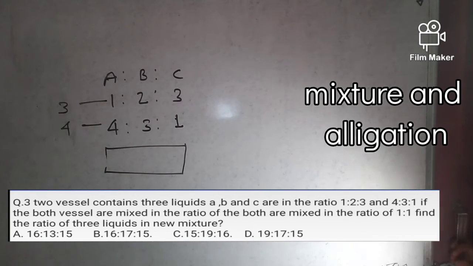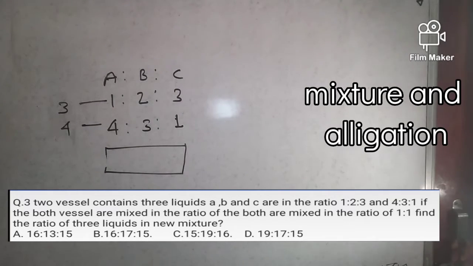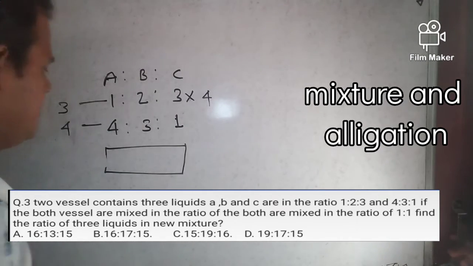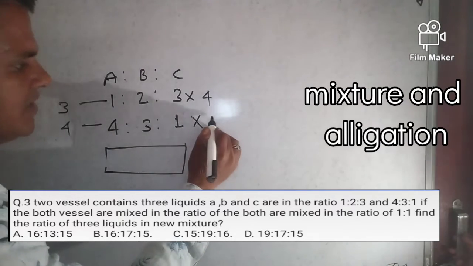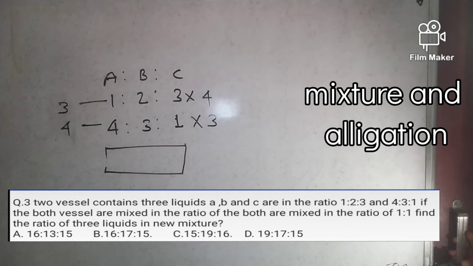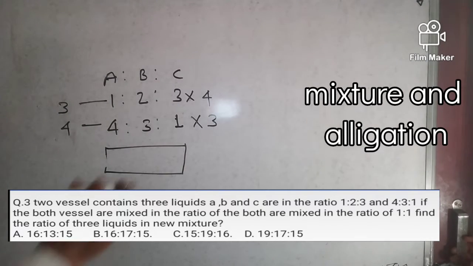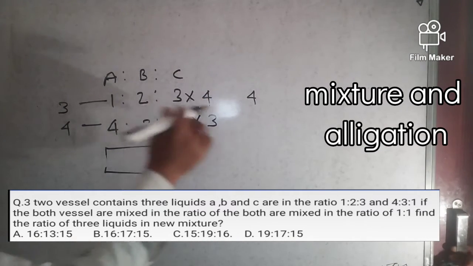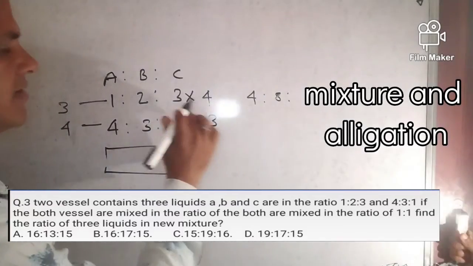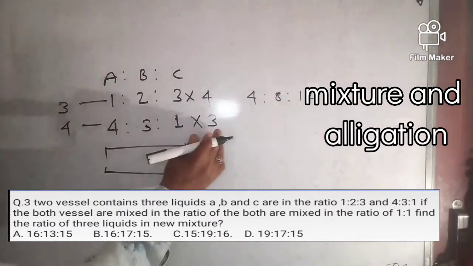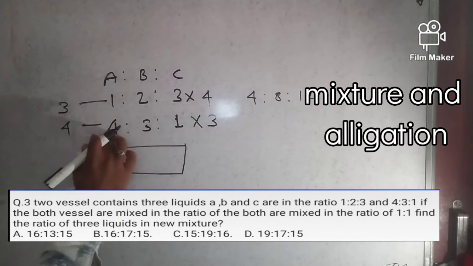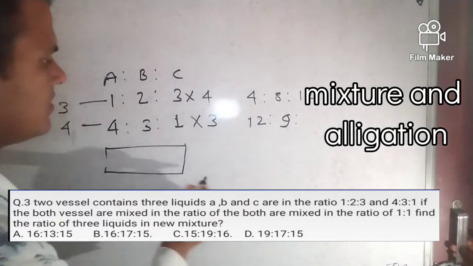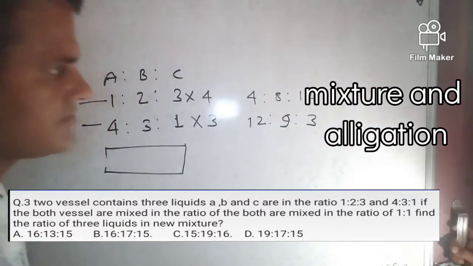Now see here, these are not the same. So we need to multiply 4 with the upper and 3 with the below. Upper part to below and below part to upper with multiply. So 4 times 1 is 4, new ratio, right? 4 times 2 is 8 and 4 times 3 is 12, right? 3 times 4 is 12, 3 times 3 is 9 and 3 times 1 is 3.